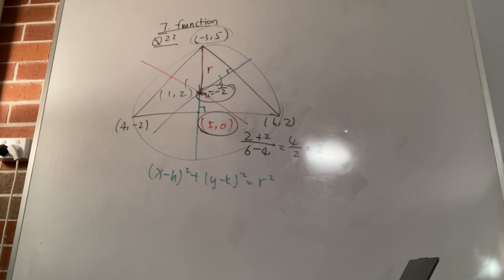Okay, and the radius. The radius goes from this point, which is 1, 2, to one of those points. Find the distance.